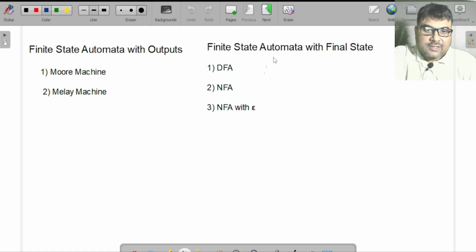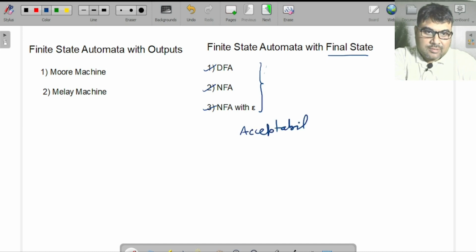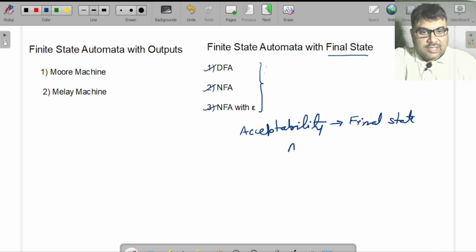Finite state automata with final state. You have studied the DFA, NFA, and NFA epsilon. What is common between all these three? The common thing is their acceptability. What does acceptability mean? If the string ends at the final state, then you can say that the string is acceptable. So any input string is either accepted or rejected.